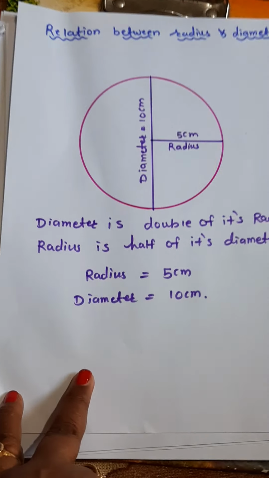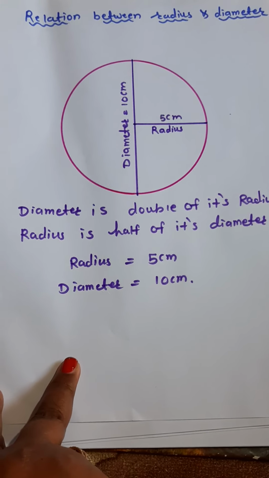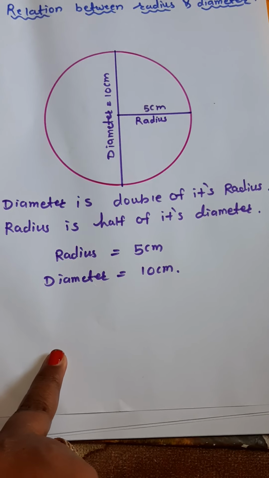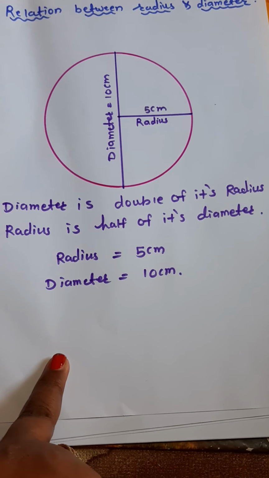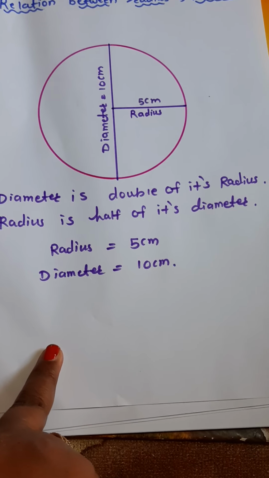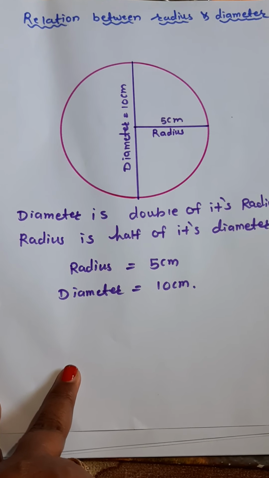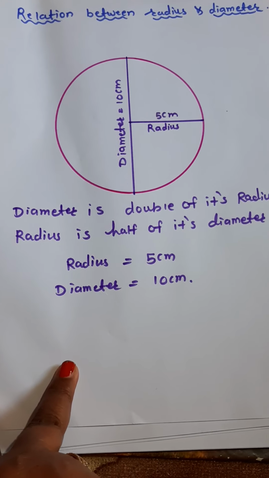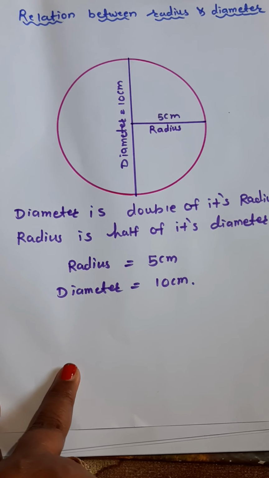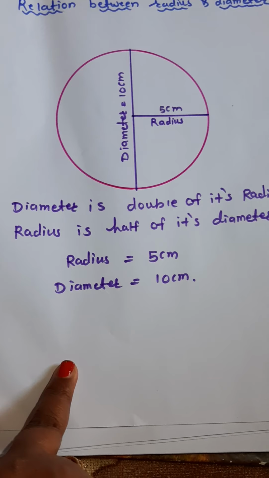Relation between radius and diameter. What is the relation between radius and diameter? Diameter is double of its radius. In other way, we can say radius is half of its diameter. Here I have drawn a circle with 5 centimeter radius. So what is its diameter? Double of 5, so 10 centimeter.